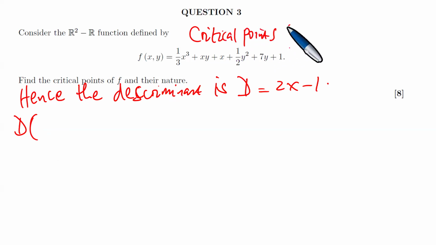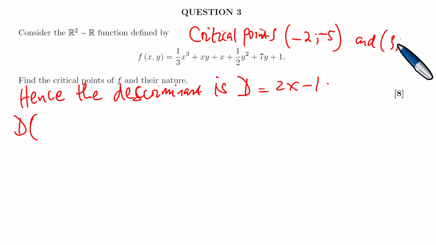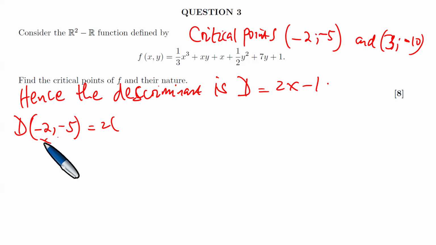Right, we remember the critical points. We found two of them. And now we're just determining their nature. So the critical points we found are (-2, -5) and (3, -10). Okay, so now we're going to evaluate the discriminant at (-2, -5). X is minus 2, which is minus 4 minus 1, minus 5, negative.